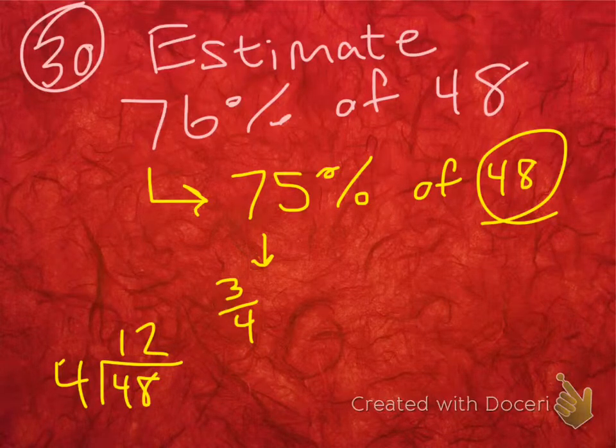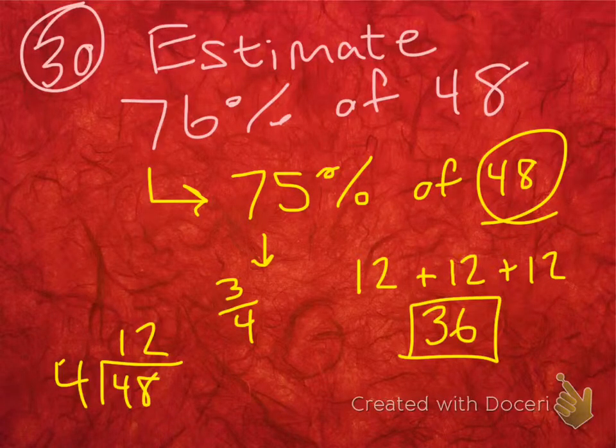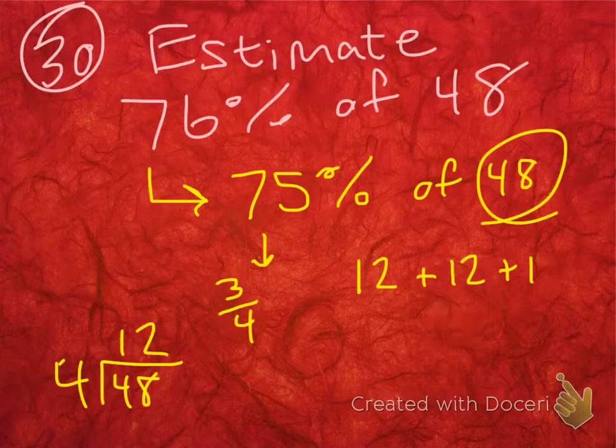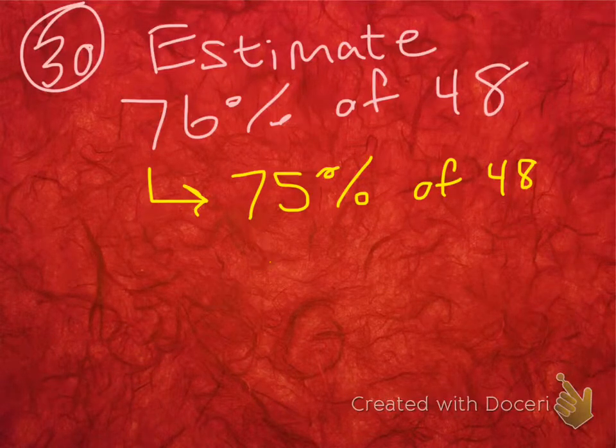So if 1/4 is worth 12, then I would have 3/4, which is 12 plus 12 plus 12, which is 36. Or just 12 times 3, because there's 3/4. I think that's the fastest way to do it, is to divide it into fourths, and then you have 3 of them. If you didn't think of doing that, you could have used the 10% strategy, which is doable. So let me show you the 10% strategy that I just did on the last one.